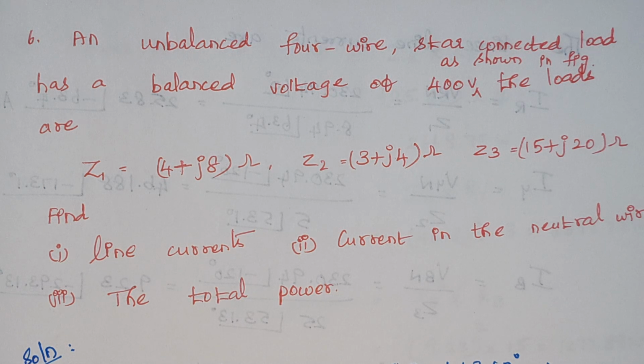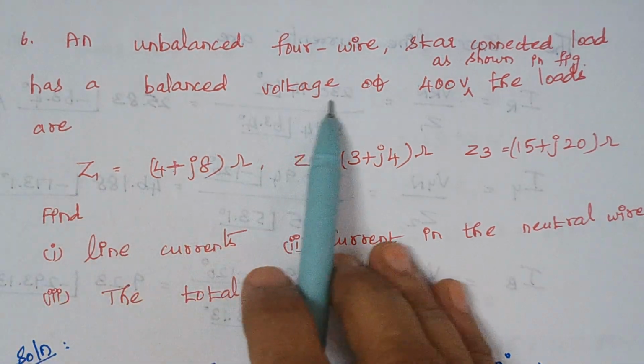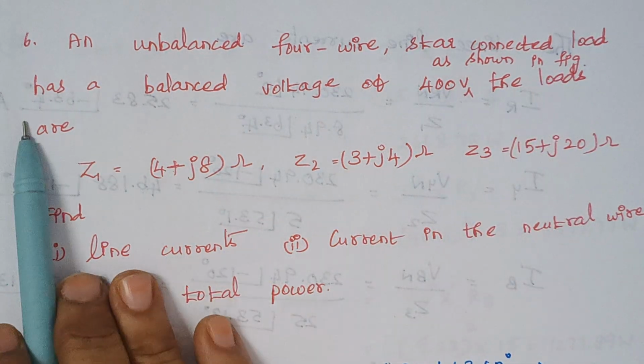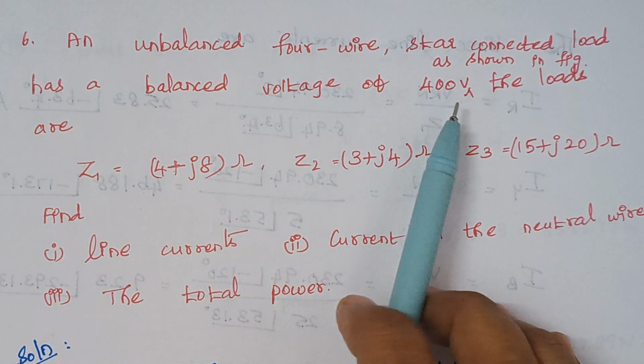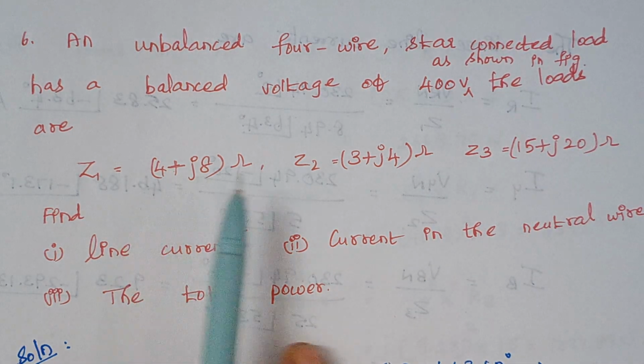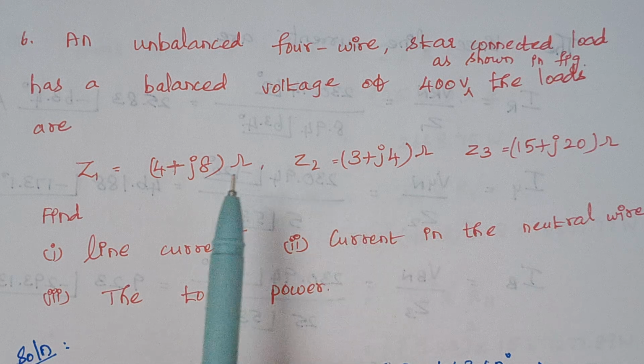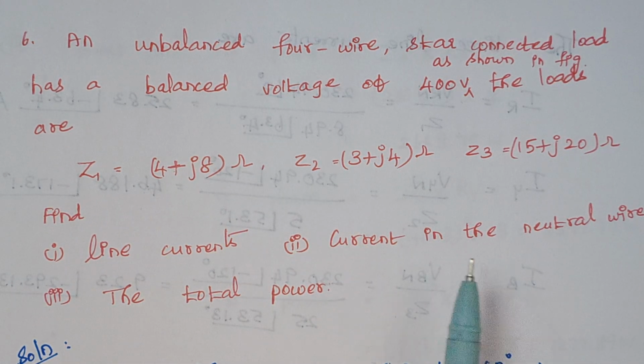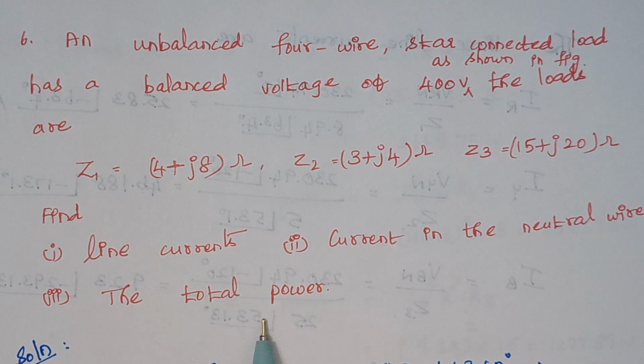The problem is an unbalanced 4-wire star connected load has a balanced voltage of 400 volt as shown in figure. The loads are Z1, Z2 and Z3. Find line currents, current in the neutral wire, the total power.